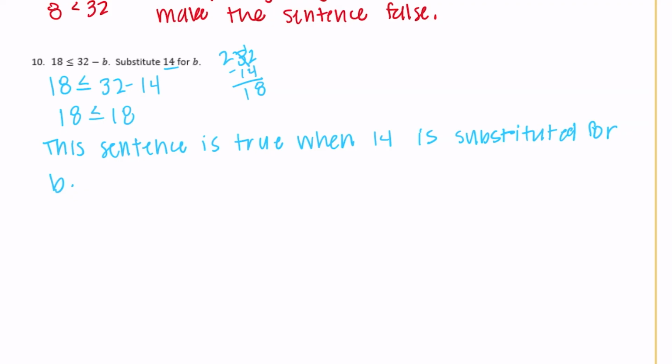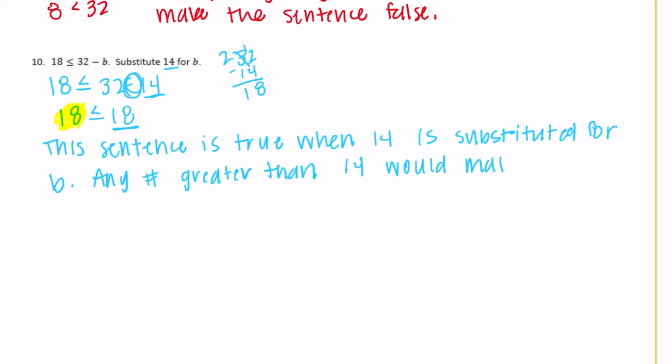So how could we make it false? So we subtracted 14 and we want this side to be smaller. That means that this always needs to be 18 or greater. So that means that we can't subtract too much from this. So we need to always be subtracting something 14 or less. So any number greater than 14 would make the sentence false.